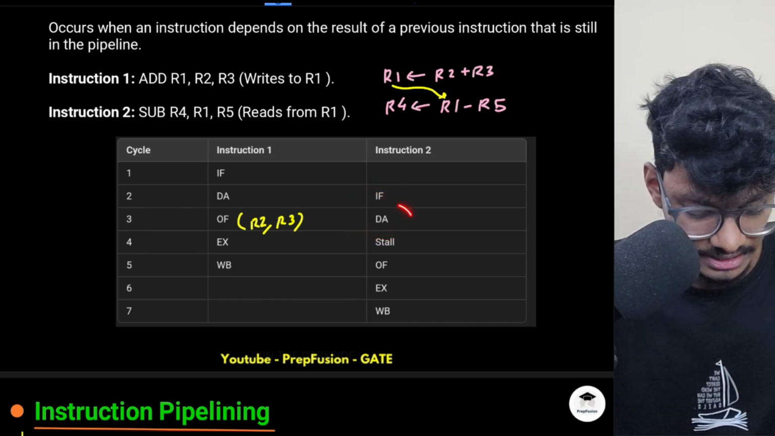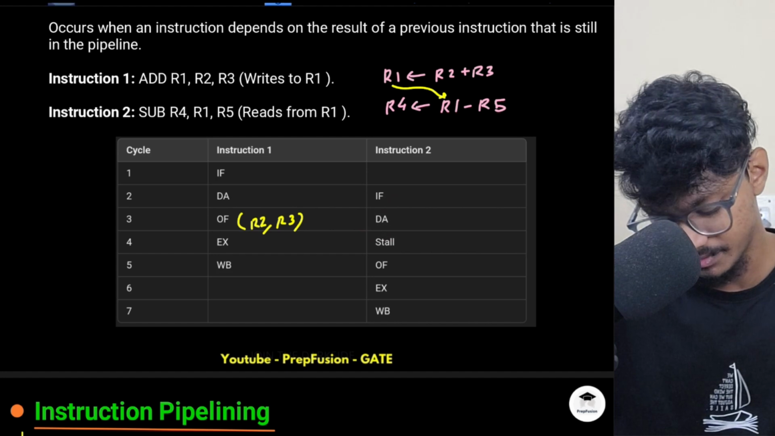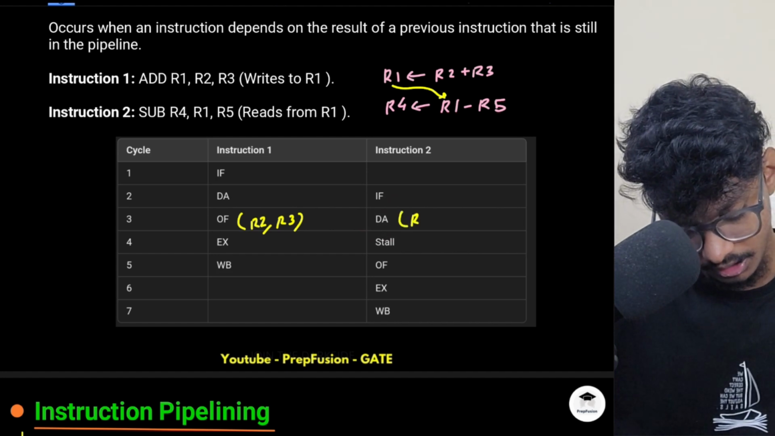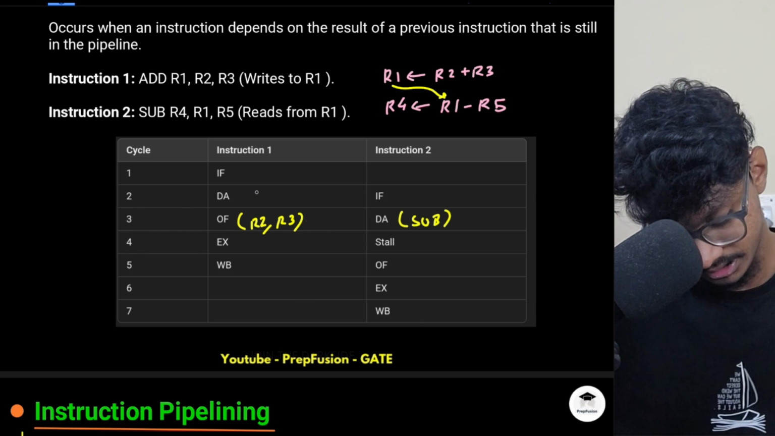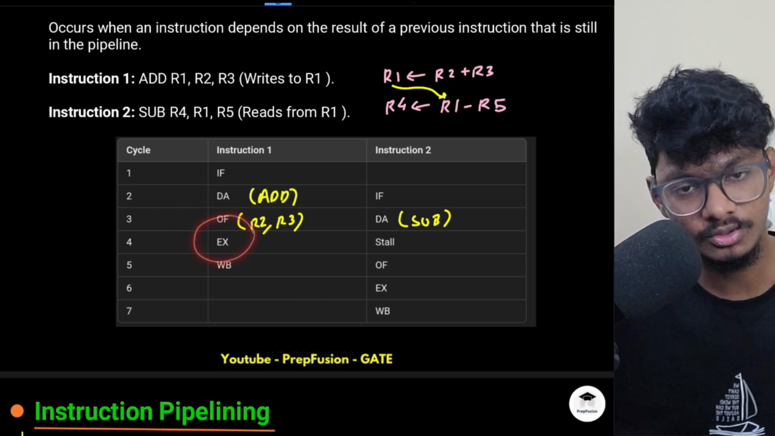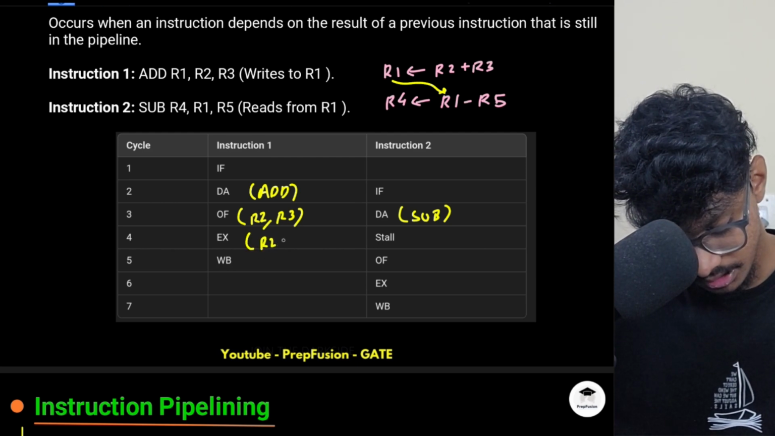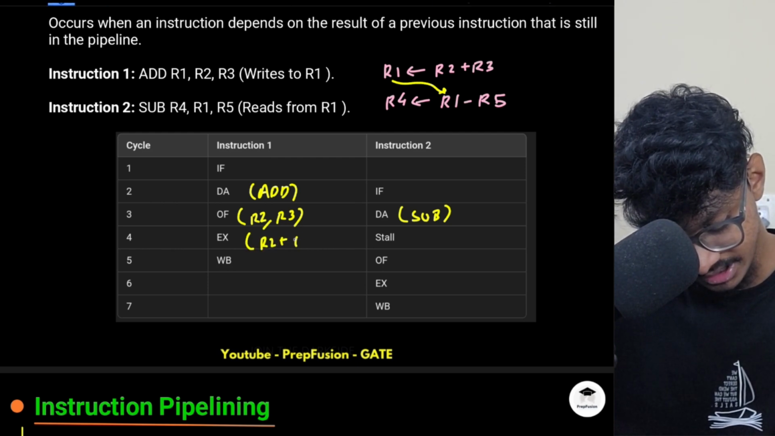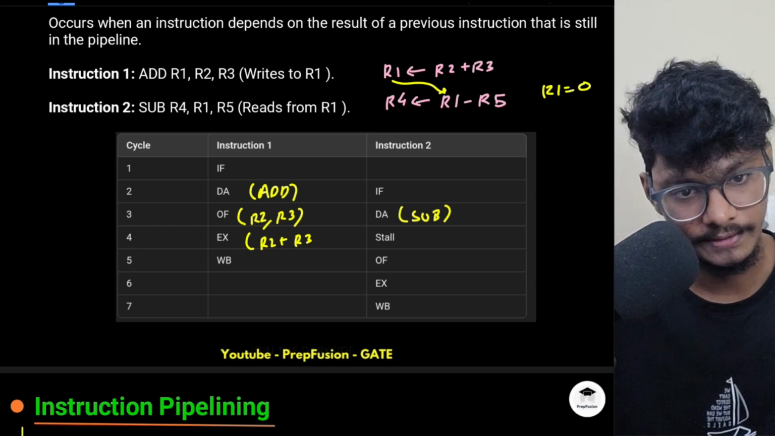The control unit understands that I have to perform a subtraction operation. That is what this decode understands. For I1, it is an addition operation. Here I am executing, so the ALU will be in use, executing R2 plus R3. Let's initially assume that R1 was equal to 0.